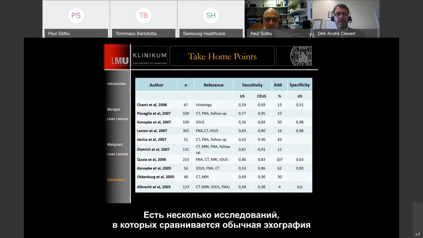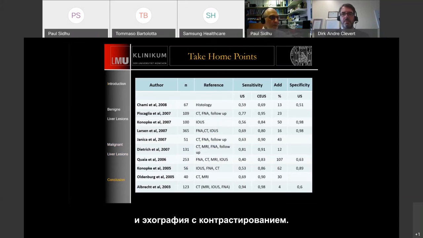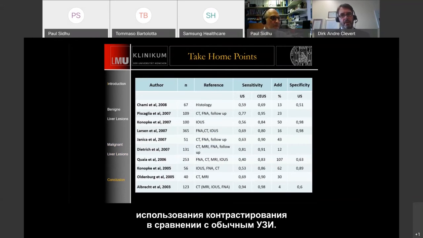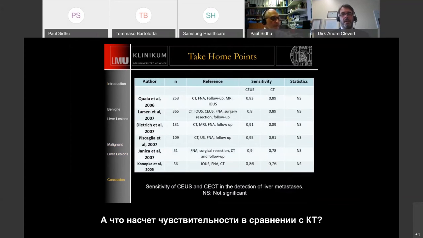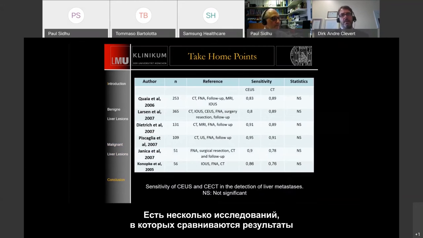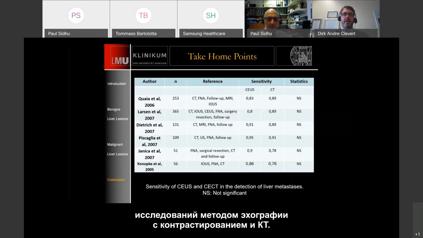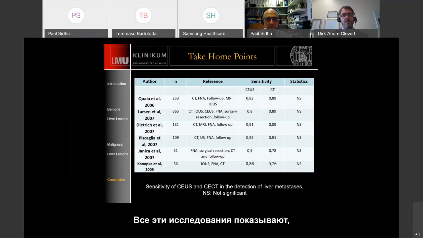There's a couple of studies which compare conventional ultrasound with contrast ultrasound, and all these studies show that there's a benefit by using contrast in comparison to using only conventional ultrasound. What about the sensitivity in comparison to CT? There's also a couple of studies which compare the outcome between contrast ultrasound and CT, and all these studies say that there is no significant difference in the diagnosis.